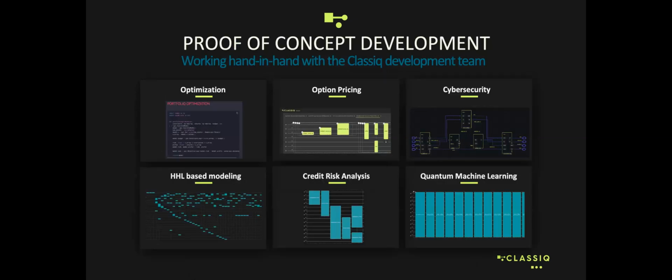This is a small list of applications that we have ready. For example, portfolio optimization, option pricing. We have various things around cybersecurity, HHL, which can be used for anything. You can do financial modeling, but you can also do CFD or solve any set of linear equations. We have credit risk analysis, and as I already said, quantum machine learning, both neural nets as well as support vector machines.